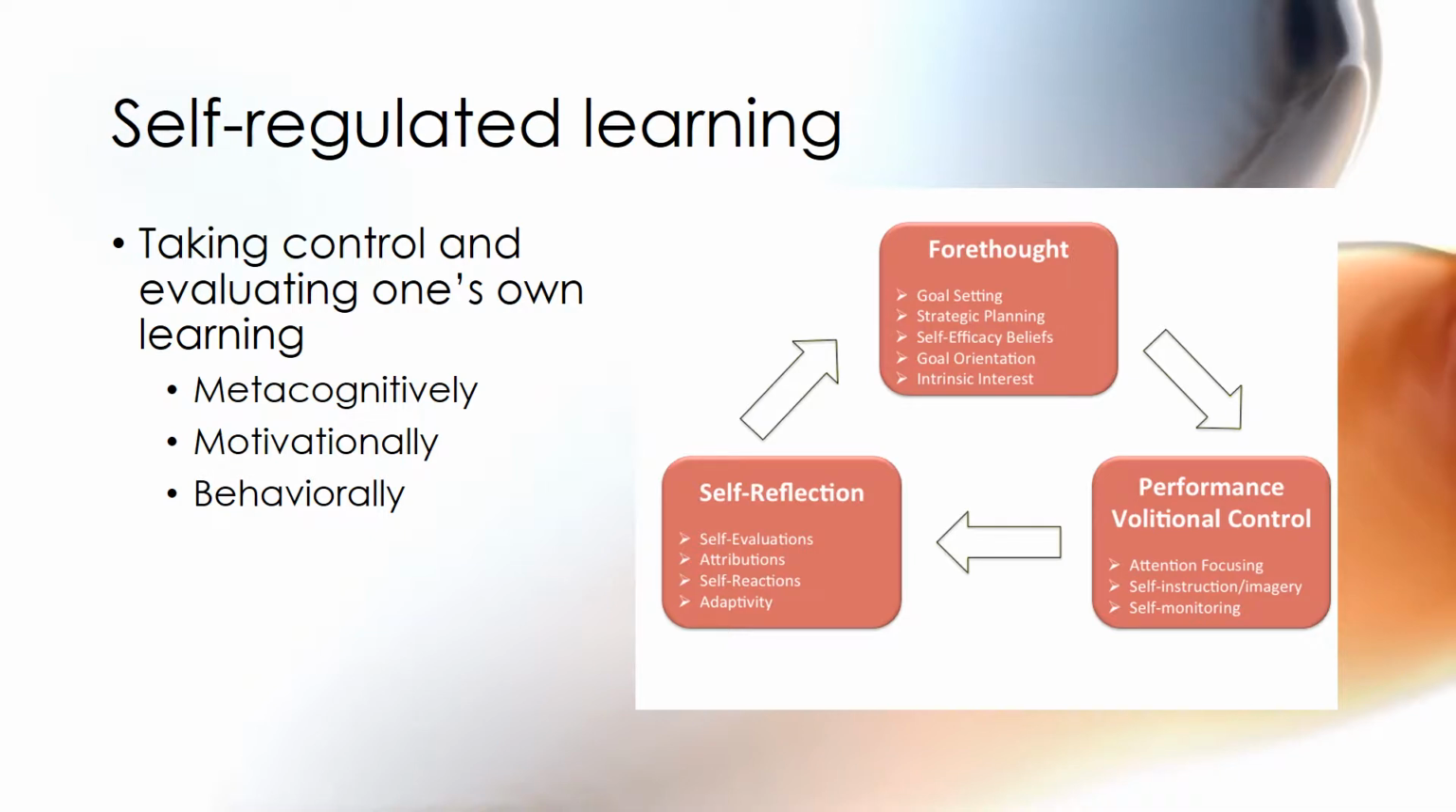Self-regulated learning is when the learner actually takes control of their own learning and they can actually think about how they think metacognitively. Behaviorally, they actually set goals based on learning, and motivationally, they reflect and adapt and change what they do and how they think in order to learn more efficiently.